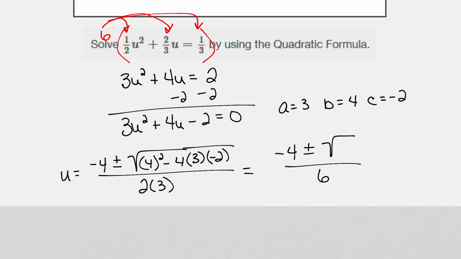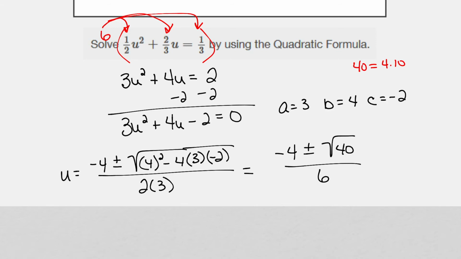All right, negative 4 plus or minus the square root of, haven't done that math yet, 2 times 3 is 6. All right, on my calculator, here's what I'm typing in. Open parenthesis 4, close parenthesis, hit the square button, minus 4, open parenthesis 3, close parenthesis, open parenthesis negative 2, close parenthesis, enter. And I get 40, okay? So let's see here. Yep, 40 can be written as 4 times 10.